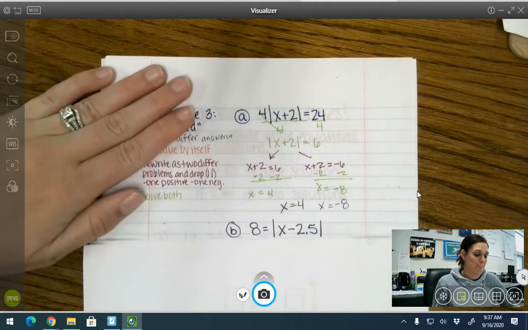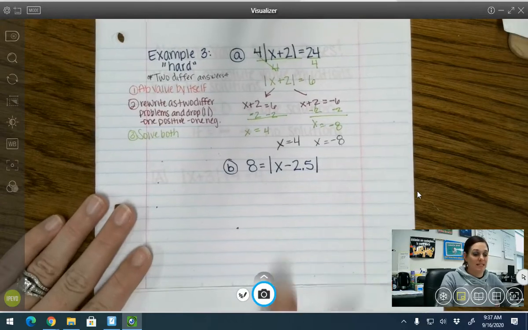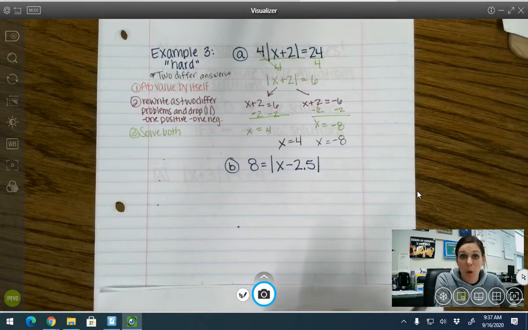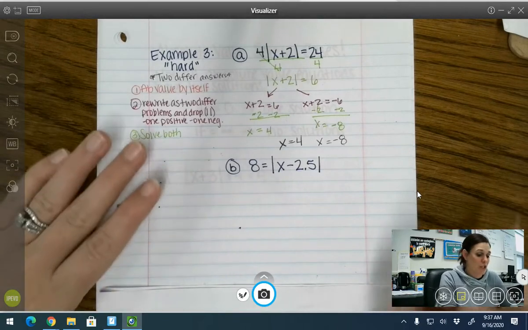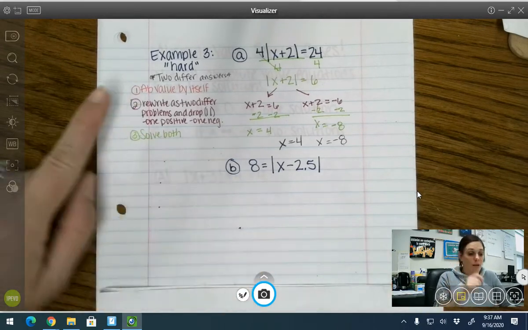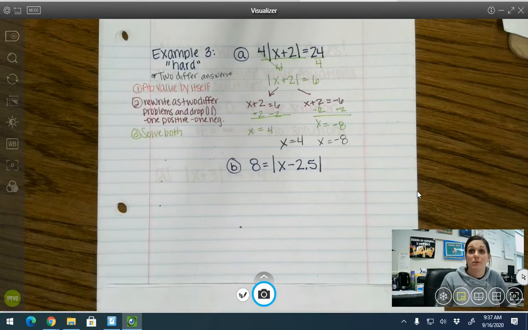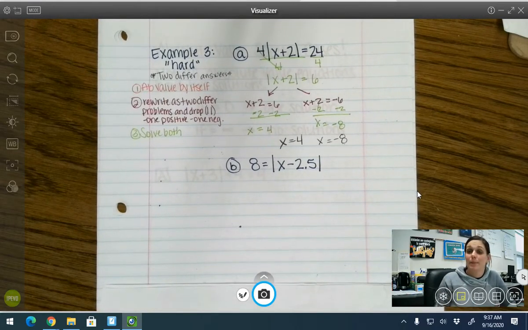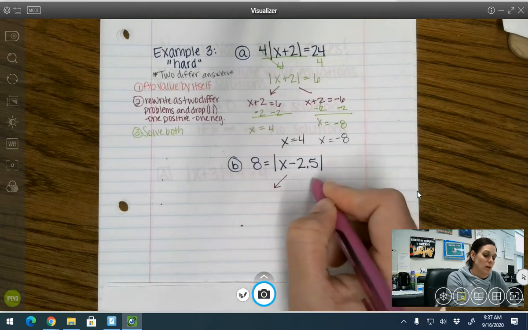Okay. All right, so let's go ahead and do another one here. This one has a decimal. Don't worry, a decimal is a decimal. So we're just going to go with it. So step 1 that we wrote up here, absolute value by itself. Well, done. Absolute value is by itself. Step 2, we need to rewrite as 2 different equations. So we're going to slice and we're going to dice.